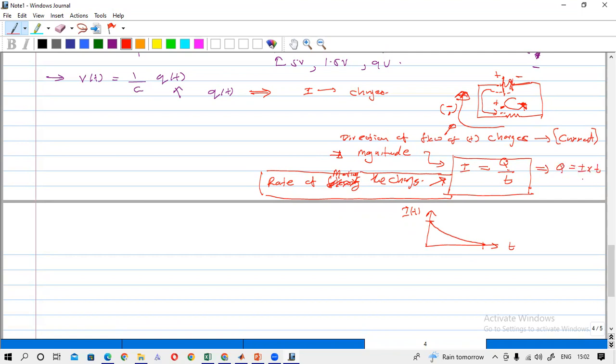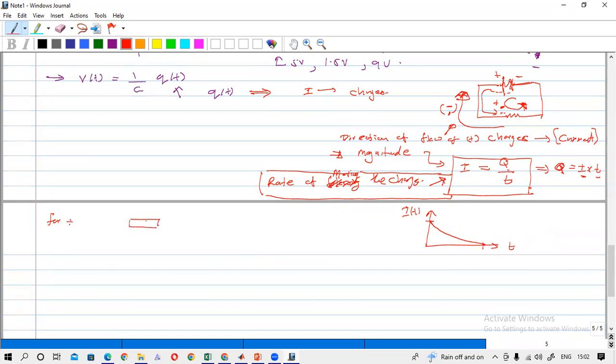Okay, Q is equal to IT. The current multiplied by T is equal to Q. For example, let's say that there is a conductor.